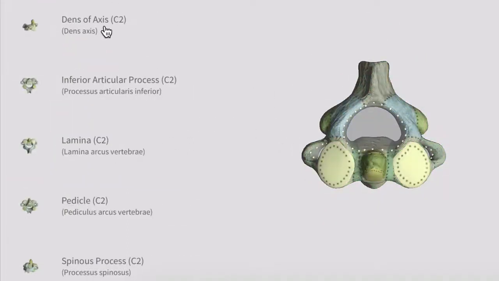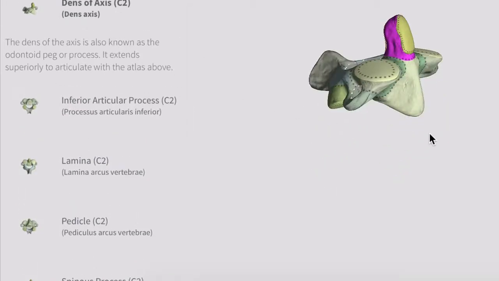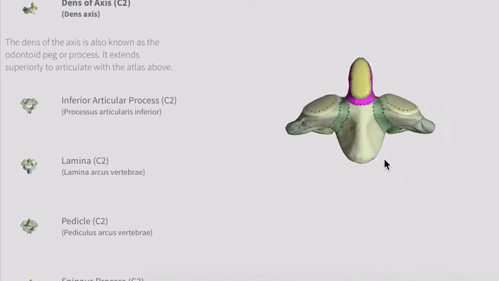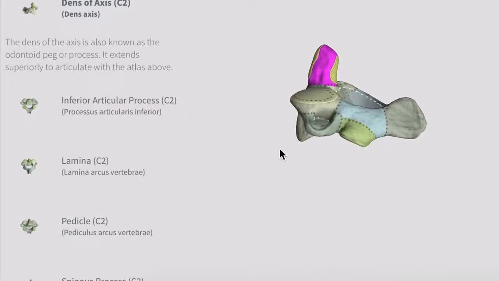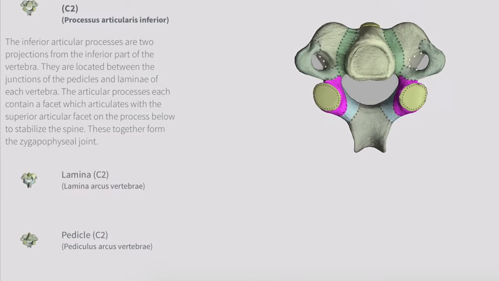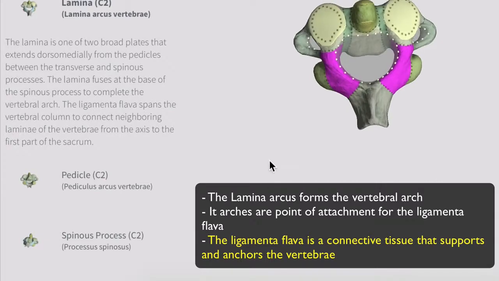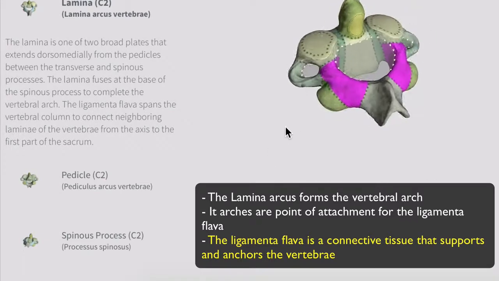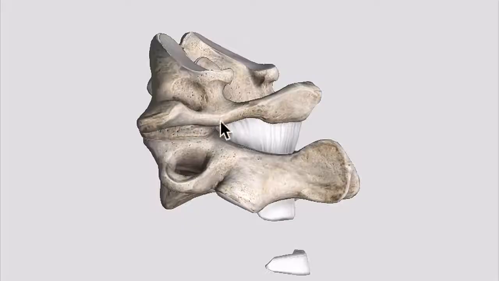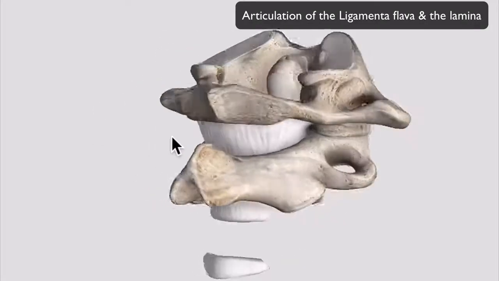So again, we're going to go in with the parts of the C2 axis. You've got the dens part, which is the most important because this articulates with the atlas, the C1 above. And you have the inferior articular process, which contains the facet for the inferior side. The lamina is where the ligamentum flavum attaches. So here's just a small articulation of the ligamentum flavum.